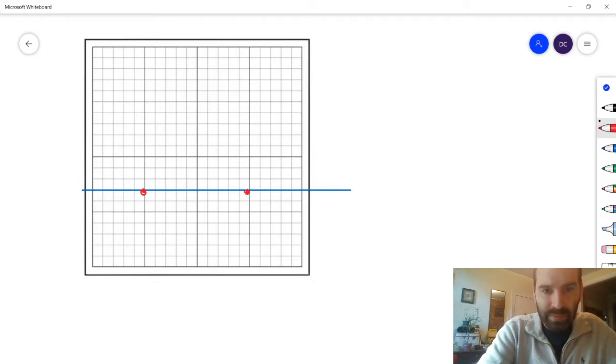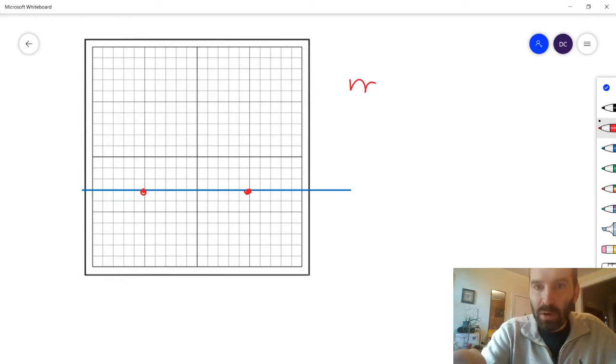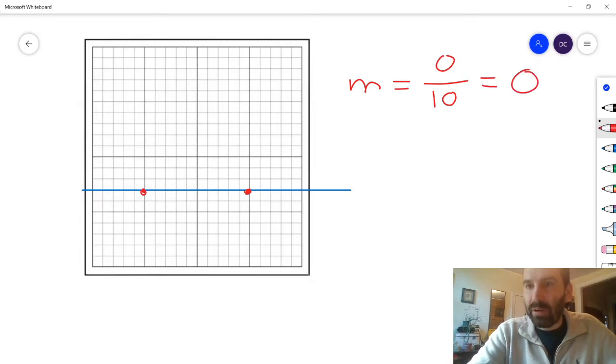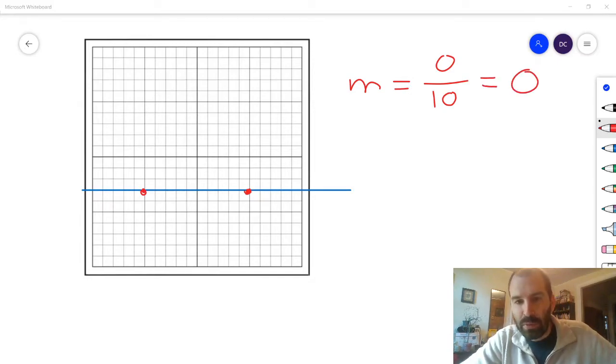Okay, so as I move from one point to another, how many spaces do I go across? 1, 2, 3, 4, 5, 6, 7, 8, 9, 10. So my run is going to be 10. What's the rise? How much should I go up in moving from one point to the other one? Well, I didn't go up at all. It's 0. 0 divided by any non-zero number is 0. So this is an example of a line with slope 0.